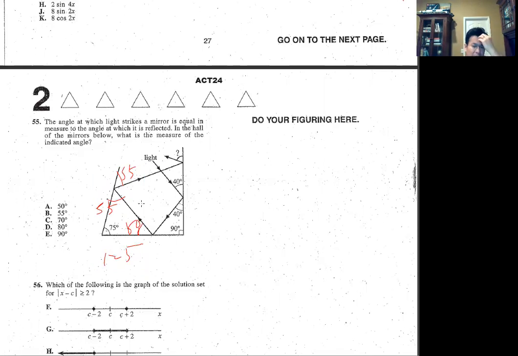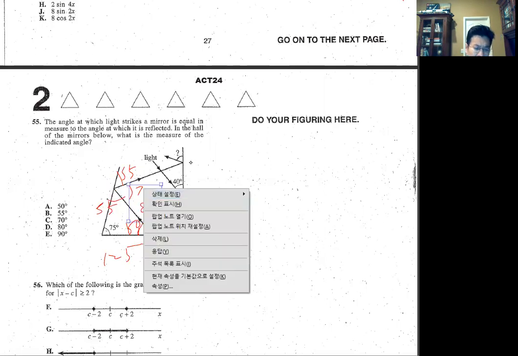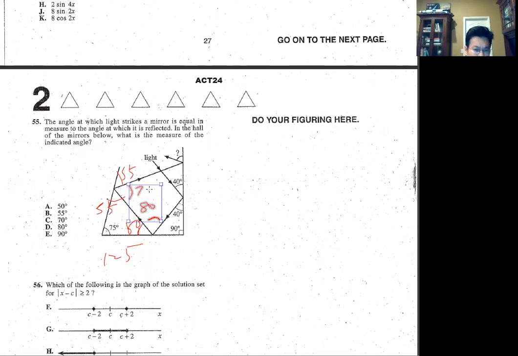And if you think about this one, from this inside angle is 80, this inside is 70. And this one is 100. That means this one has to be 110.